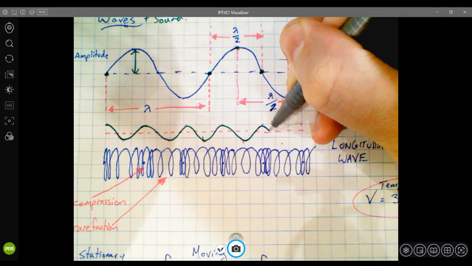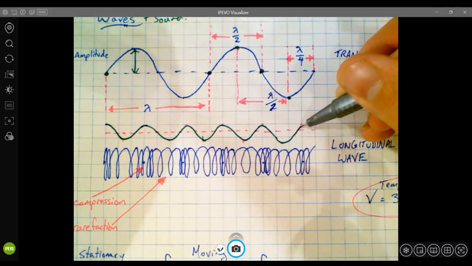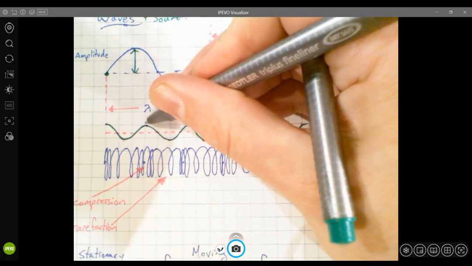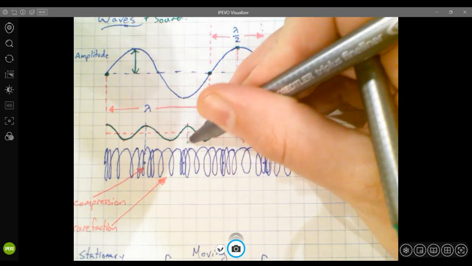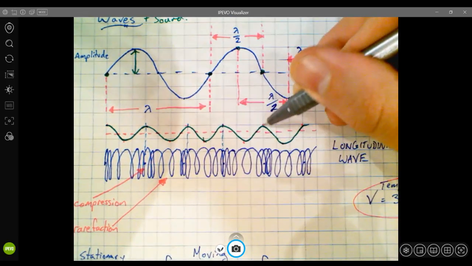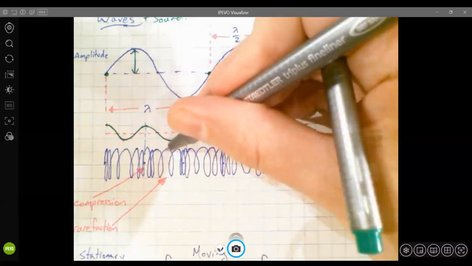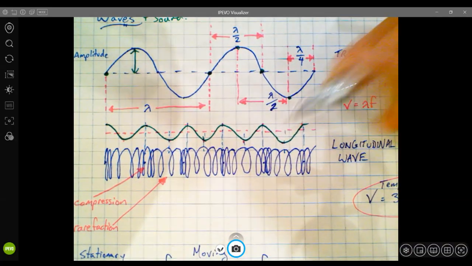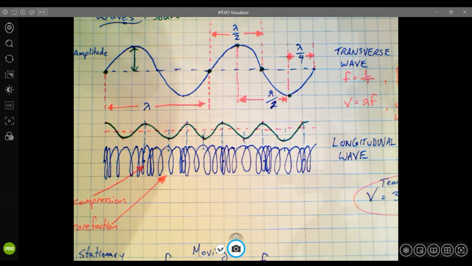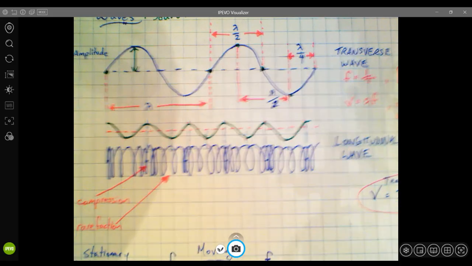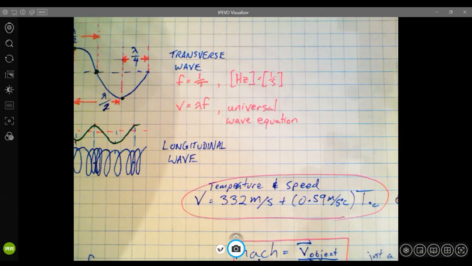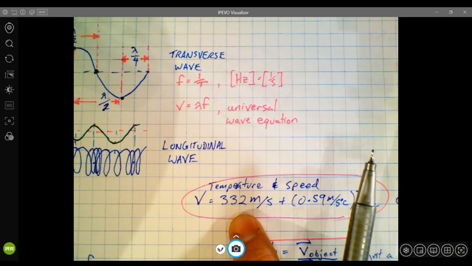It's like it's waving to me, right? And you can see that what we're really doing here is mapping out the high density regions, these compressions, and the low density regions, these rarefactions, against our diagram. And so yeah, we could represent a longitudinal wave in a graphing kind of way as a transverse wave.